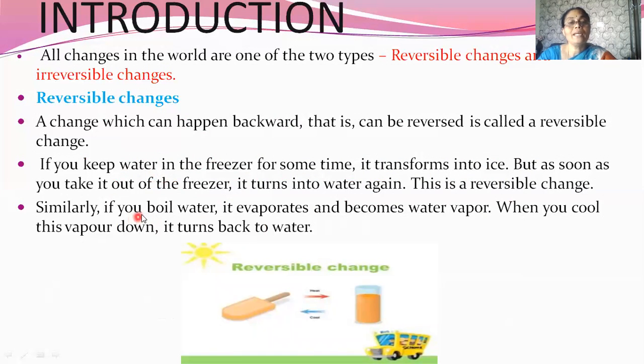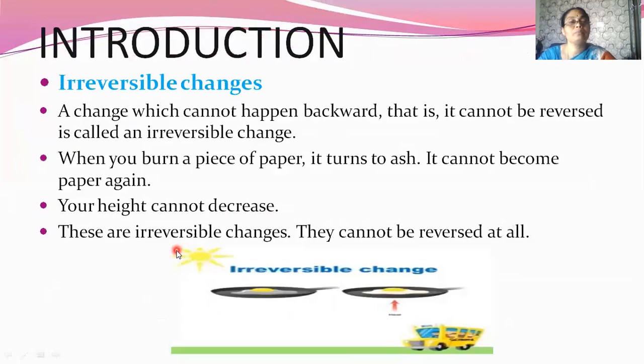Similarly, if we allow the water to boil, then what happens? The water, after boiling, gets evaporated and converts into water vapor. When we cool this vapor, it again turns back into water. So here you can see the reversible change. The ice is getting converted into water on heating, and on cooling, this water is once again converted into ice. So this is the reversible change.